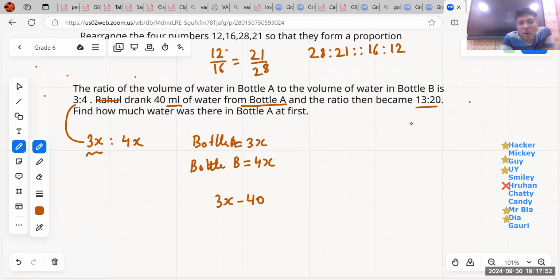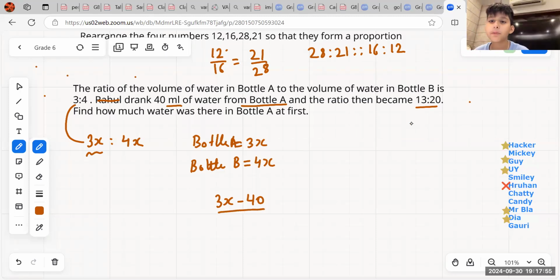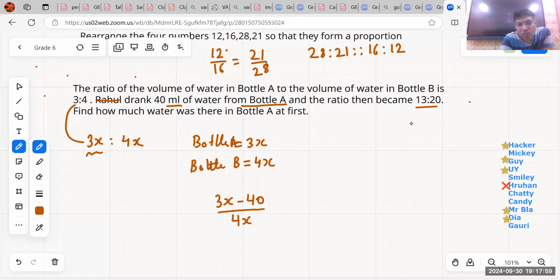Sir, why aren't you doing 3x minus 40 for bottle B? Because Hacker doesn't speak, so she doesn't want to drink that much. Bottle B is with Hacker, bottle A is with Chatty. So Hacker doesn't drink at all because she doesn't speak anything, so she never gets thirsty. Now because Chatty speaks a lot, she drank from her bottle. Now the ratio becomes 13:20.